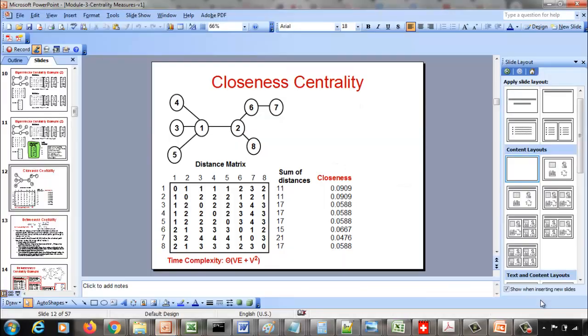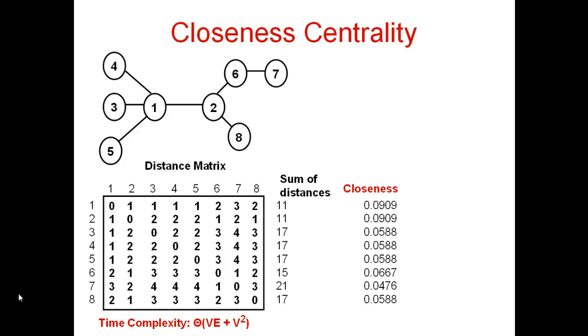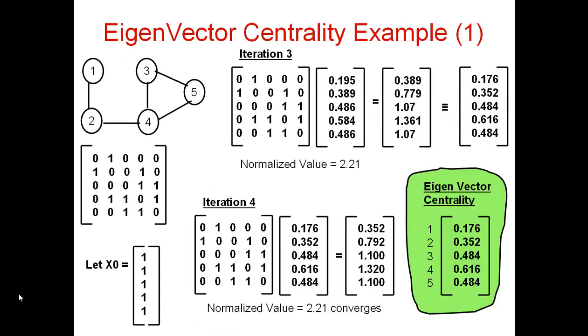Alright, so let us move on to now shortest path based centrality metrics. We'll begin with closeness. So closeness, as I said, basically captures how close is a vertex to the rest of the vertices in a graph. So that's what I mean by closeness centrality. Now, we did not do this for the eigenvector centrality.